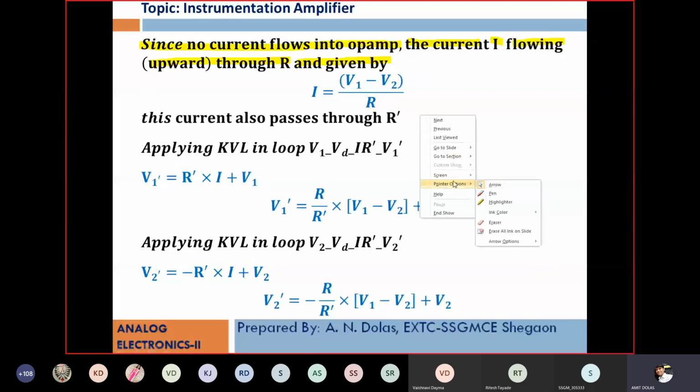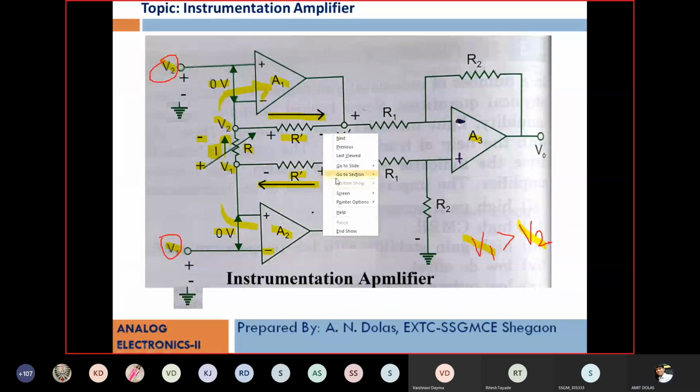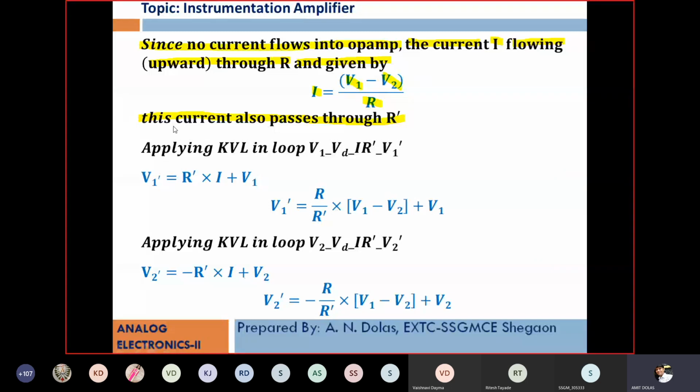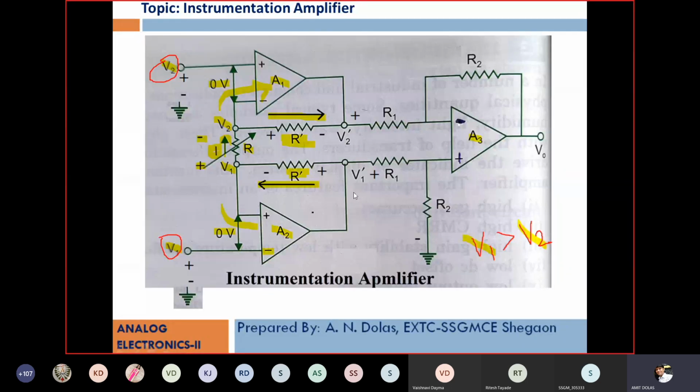Same is here, that current I is given by V1, the higher potential, minus V2, which is the drop across R, divided by R. This current also passes through R dash. हमने देखा है earlier PPT में. This current I is passing through R dash as well. दोनों R dash A1 और A2 सेक्शन में लगाए हुए हैं. So हमें क्या इंटरेस्ट है अभी?